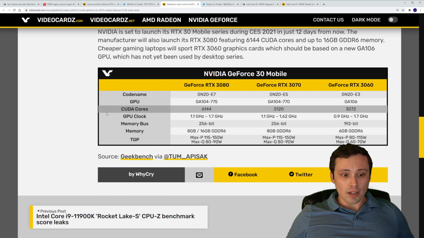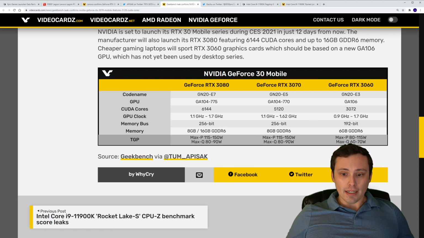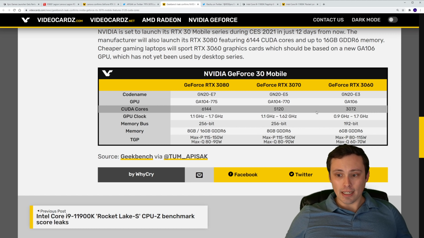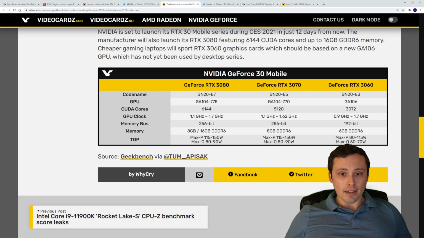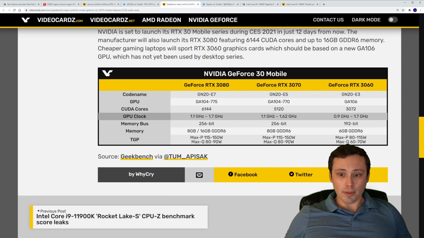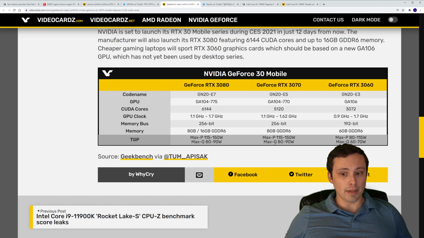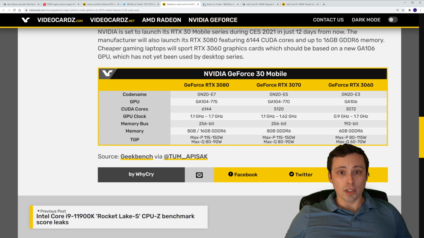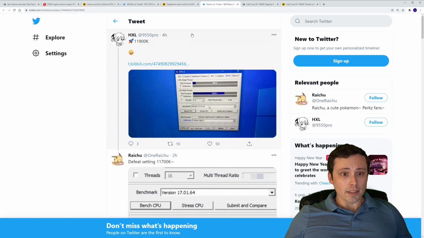Again, the power draws are most likely giving us the Max P at 115 to 150 watts, whereas the Max Q would be drawing more like 80 to 90 watts. And again, you can see how this stacks up against the rumored specifications that the people over here at Videocardz have put into a nice chart for us. So again, we'd be assuming that this leak is probably the Max Q variant based on those clock speeds.